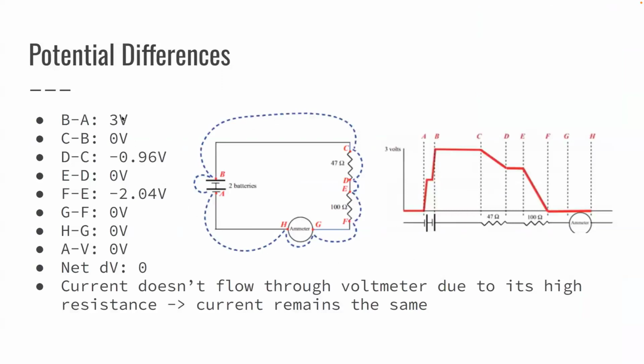Here are the potential differences. B minus A is 3 volts, C minus B is 0, D minus C is negative 0.96, E minus D is 0, G minus F is 0, H minus G is 0, A minus B is 0, and F minus E is negative 2.04.